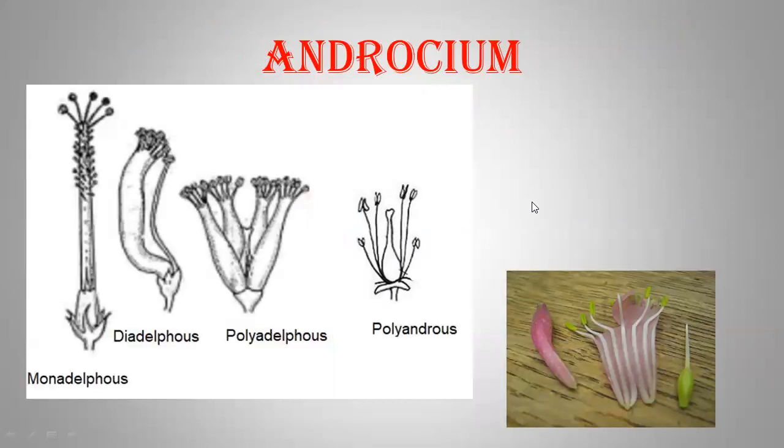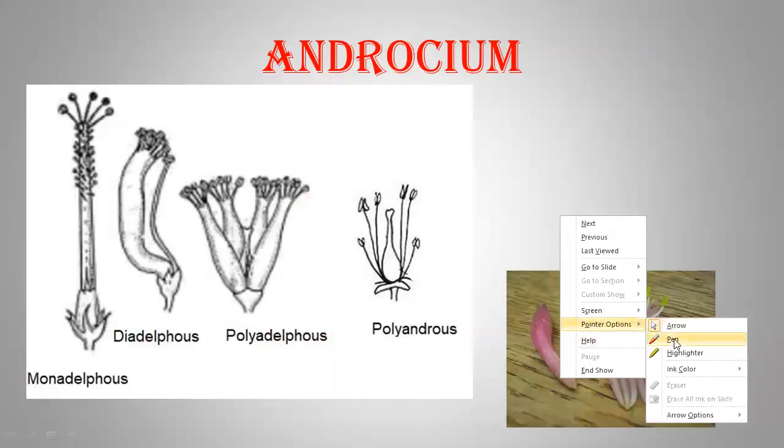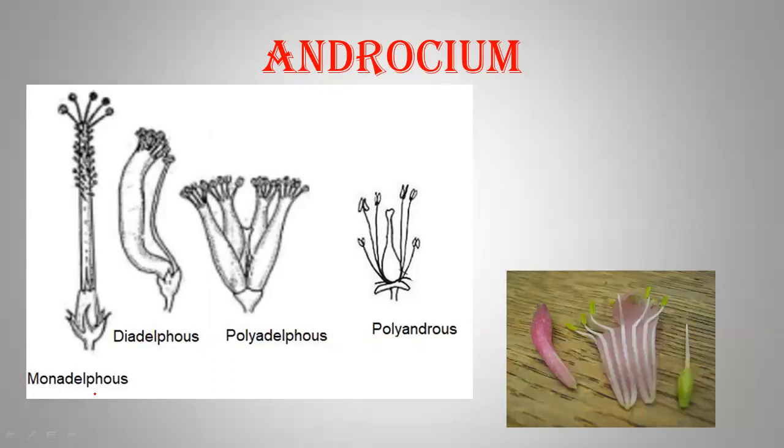Next are the different types of androecium. If the stamens are found in one bundle, that is called monoadelphous. Example is China rose. When stamens are found in two bundles, that is called diadelphous. Example is pea. And when more than two bundles of androecium are found, that is called polyadelphous.